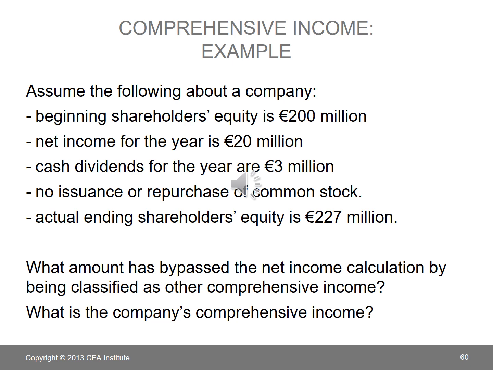Okay? So what is required from you here is to figure out what amount has bypassed the net income calculation by being classified as other comprehensive income. So that's the first thing. The second thing, what is the company's comprehensive income in this case? So let's try to solve this question together, and we'll see how we can do that in the following slide.